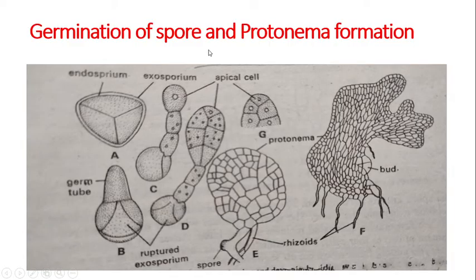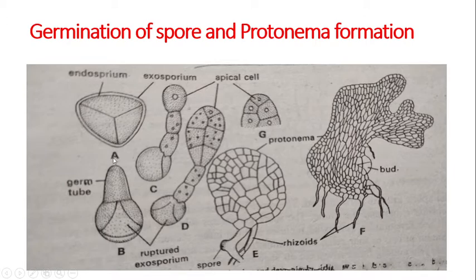Okay, so germination of spore and protonema formation. How protonema is formed, we will see in this slide. Protonema formation takes place after the germination of the spore. As you can see, this diagram is showing you the spore of Sphagnum. The spore of Sphagnum shows two walls. The outer wall is known as the exosporium, and the inner wall is known as the endosporium.